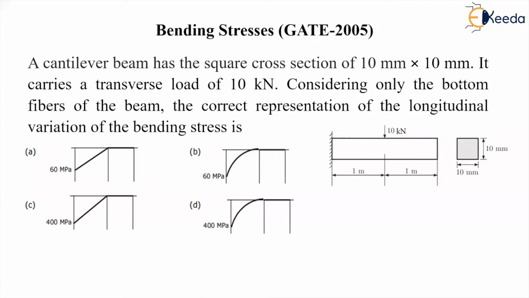A cantilever beam has a square cross-section of 10 mm by 10 mm. It carries a transverse load of 10 kN. Considering only the bottom fiber of the beam, the correct representation of the longitudinal variation of the bending stress is. This we have to select out of 4 options.